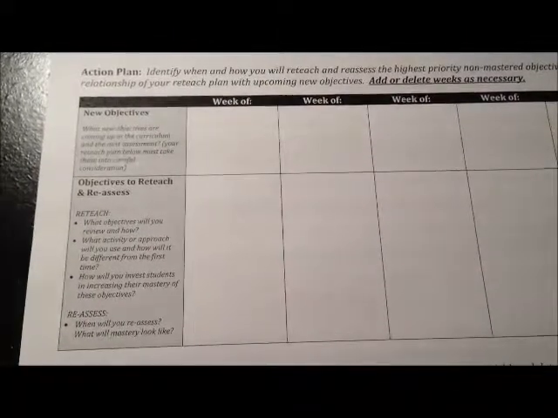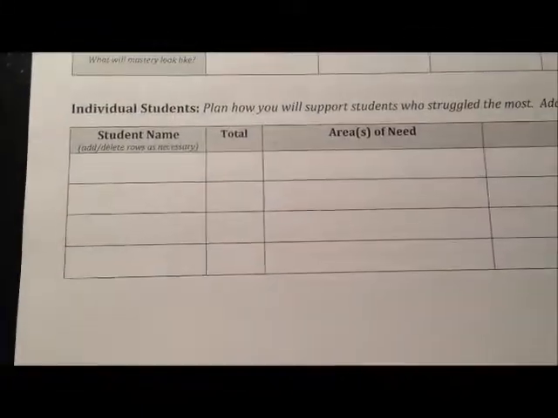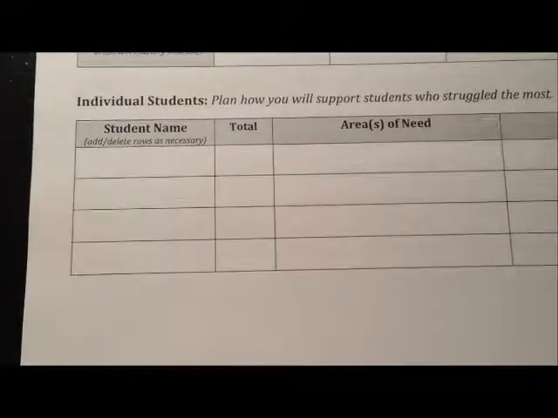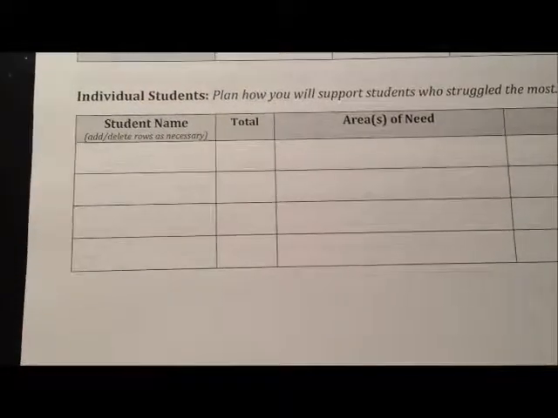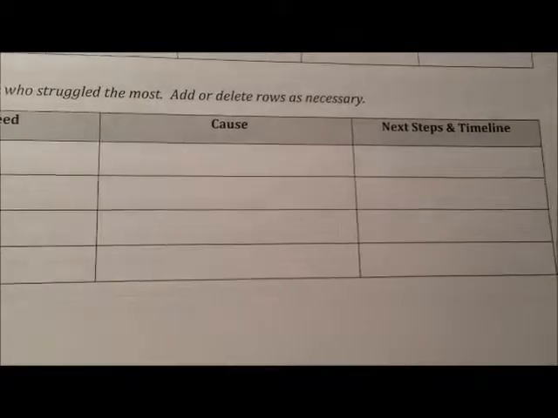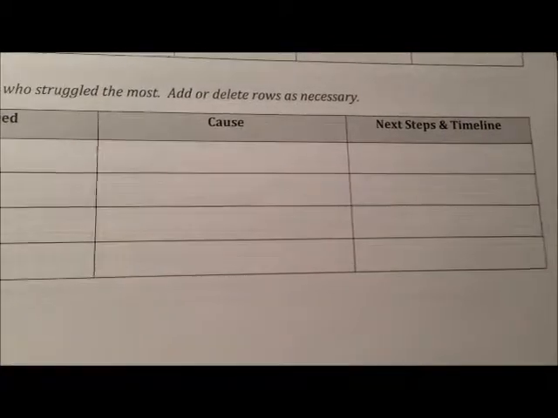The next step of the data conversation is the action plan. Here, teachers are required to outline the objectives that need to be retaught and reassessed, in addition to where and how in their lesson they will reteach. And finally, at the end, under individual students, teachers identify their most struggling students, the percentage on which they scored in the assessment, their areas of need, root causes, and next steps and timeline for each student.